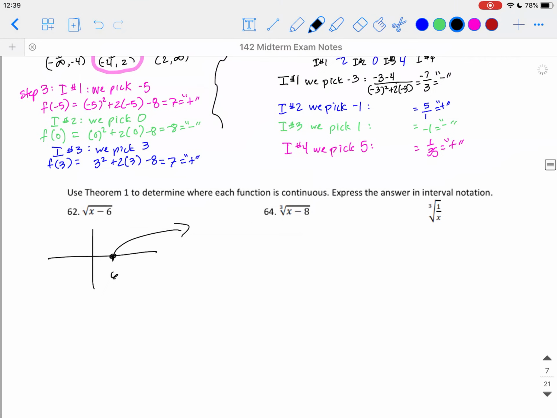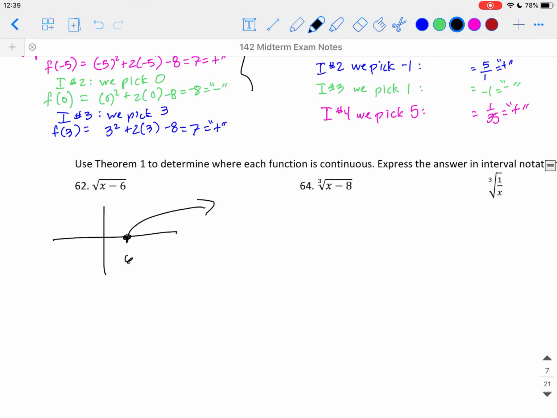So let me go back here and zoom in. So where is it continuous? It's going to be from bracket 6 all the way to infinity. So what theorem 1 says is this is a square root function, so it's an even root. Therefore, whatever's inside, which is x minus 6, has to be greater than or equal to 0. So I'm going to add 6 to both sides, and x has to be greater than or equal to 6, which is the exact same thing as that right there.